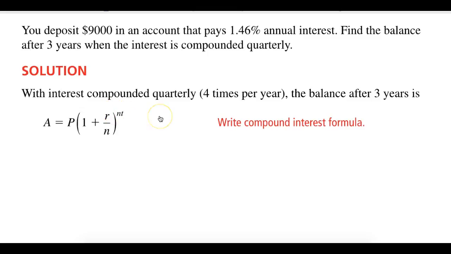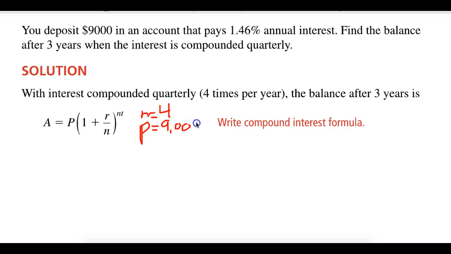So some of the information we know, this is compounded quarterly. So what that's going to mean is that we are going to have 4 times per year means that our N value is going to be equal to 4. Now remember, if it was monthly, N would be equal to 12, and if it was annually, N would be equal to 1. Let's think about our other amounts. P, that's our initial amount. So P is just going to equal 9,000. Let's think about our other amounts here.